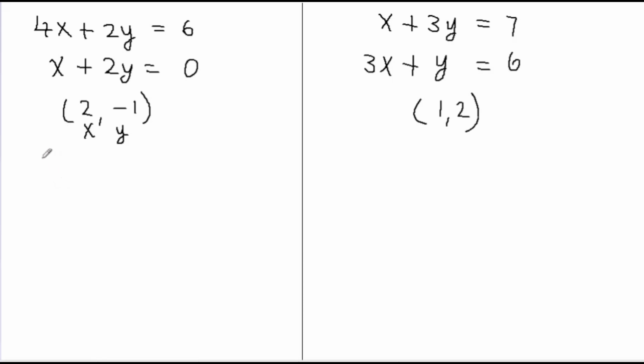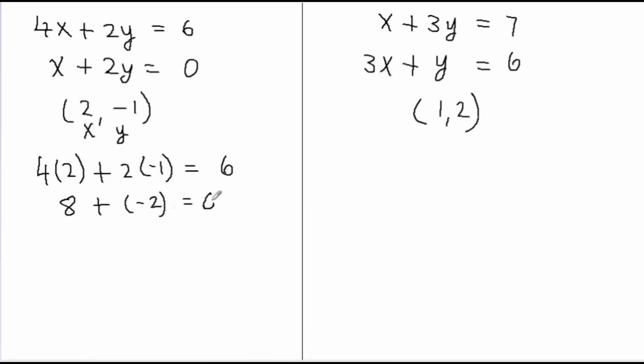In the first equation we have 4x plus 2y equals 6. Plugging in 2 for x and -1 for y, 4 times 2 is 8, plus 2 times -1 is -2, and that should be equal to 6. Now 8 plus -2 is 8 minus 2, which is equal to 6, and 6 is indeed equal to 6, right? So it satisfies the first equation. It makes the first equation true because we got a true statement: 6 is equal to 6.